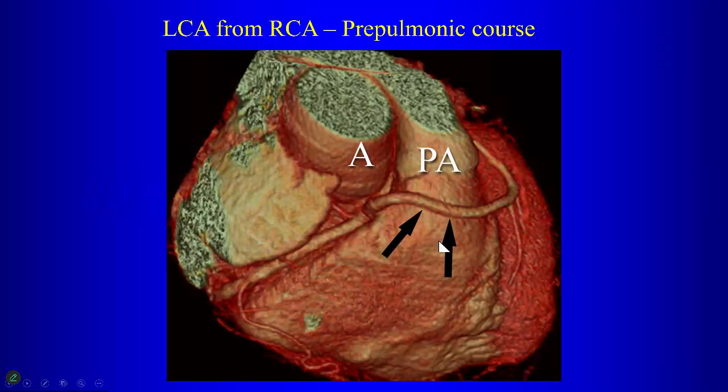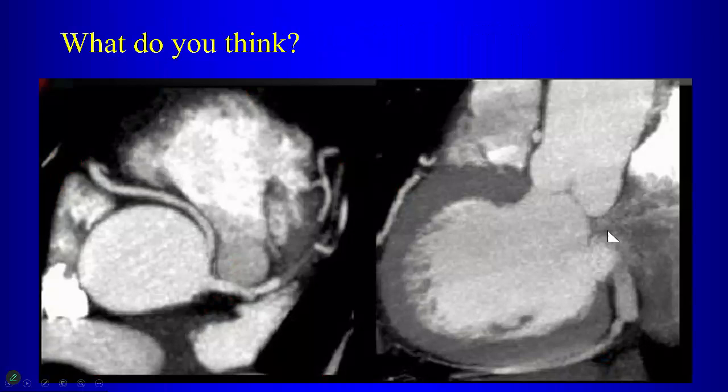Another course an anomalous vessel can take is to go anterior to the pulmonary artery. So there's the left coronary artery coming off the right, going anterior to the pulmonary artery. That is called a pre-pulmonic course. That is also a benign course. So if the vessel goes anterior to the pulmonary artery, that is also a benign course. What do we have here?